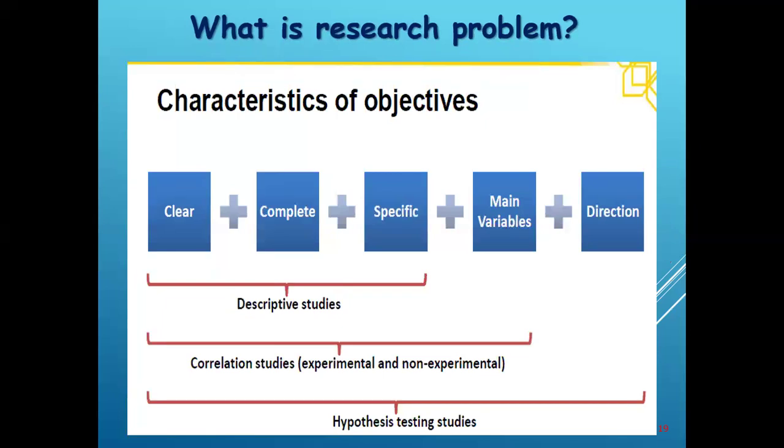Characteristics of the objective: first of all, a descriptive study that includes being clear, complete, and specific. If you incorporate the main variables, it becomes a correlation study, experimental or non-experimental. If we add direction, here we can develop multiple hypotheses to meet our study objective. Hypotheses can also be used as different objectives.